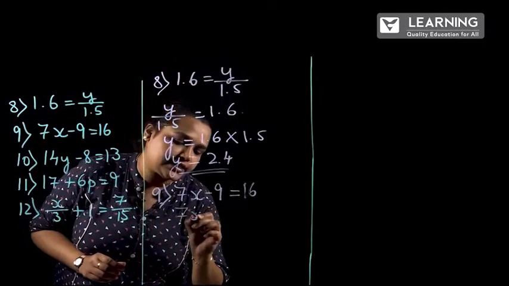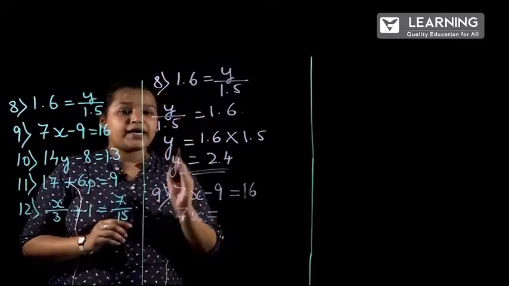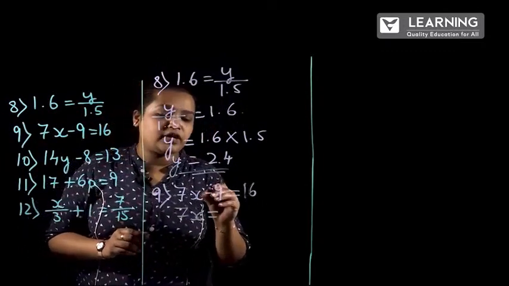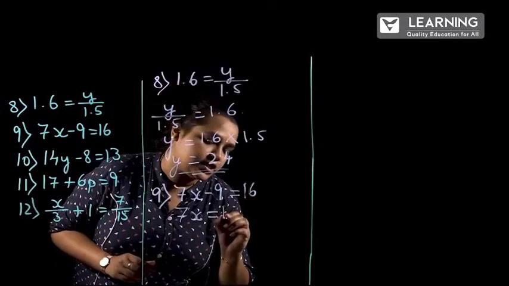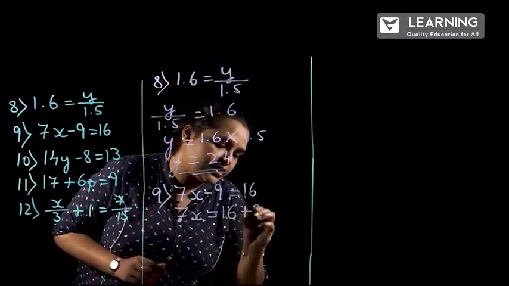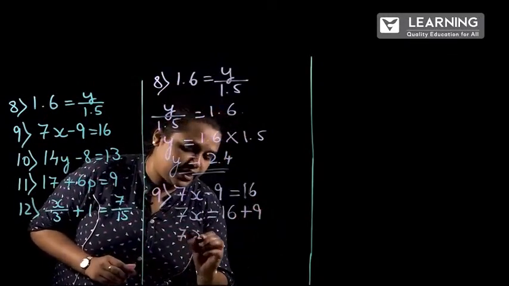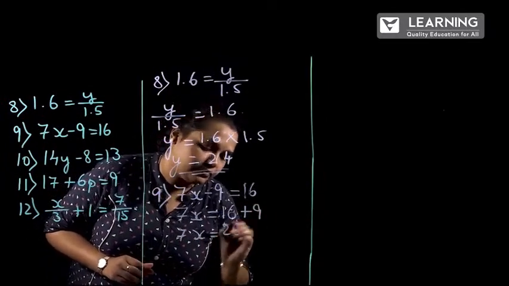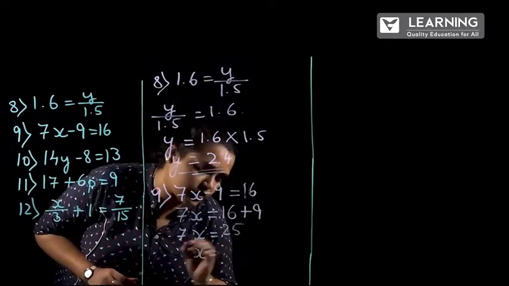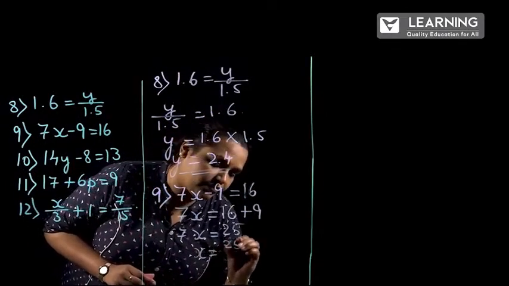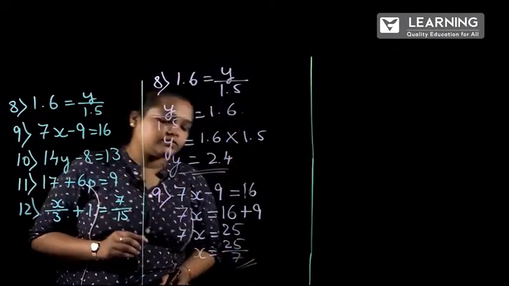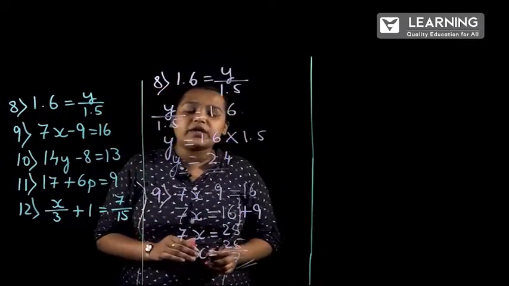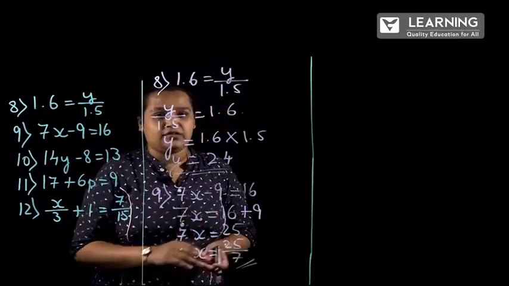So 7x will be equal to, minus 9 will become plus 9 when we move to the RHS. So 16 plus 9. 7x will be equal to 16 plus 9, which is 25. So the value of x will be equal to 25 by 7. This is left in fractional form, or rational form.